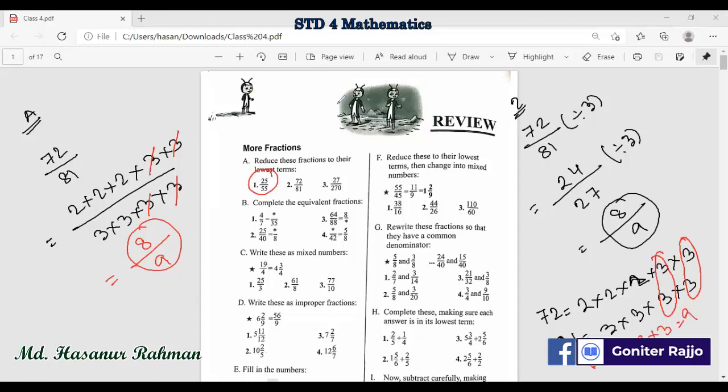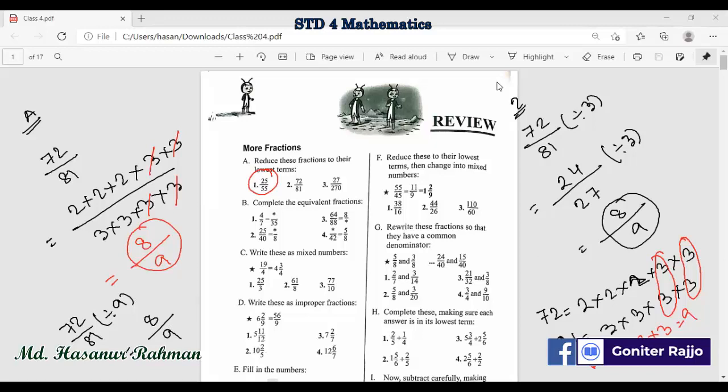Actually, look at this, 72 divided by 81. If we divide both by 9, then we'll get 72 divided by 9, that is 8, and 81 divided by 9, that is 9. Okay, very simple problem. We can solve this type of problem in a lot of ways.